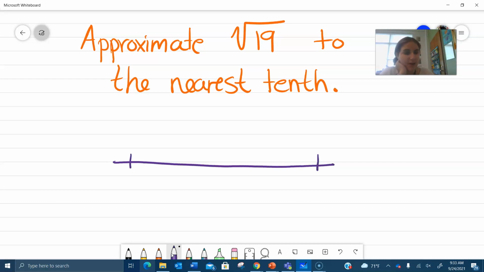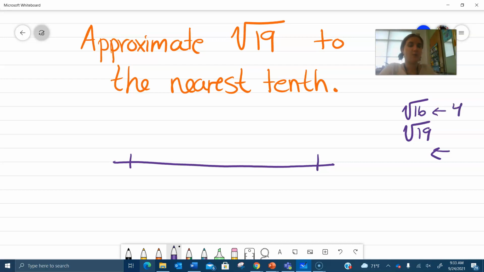So for the square root of 19, what we're going to do is find the two perfect square roots that are on either side of it. What's the perfect square root that's less than the square root of 19? One perfect square that I know that's near that is the square root of 16, which equals 4. And then the one above that is the square root of 25, which equals 5.